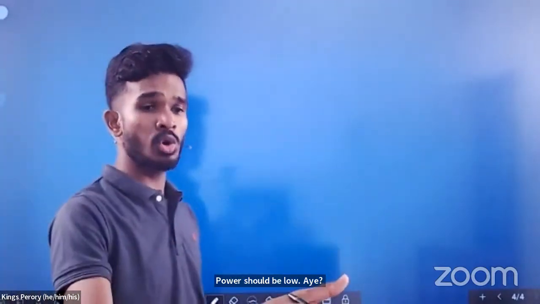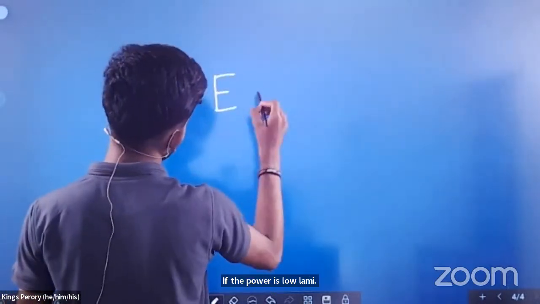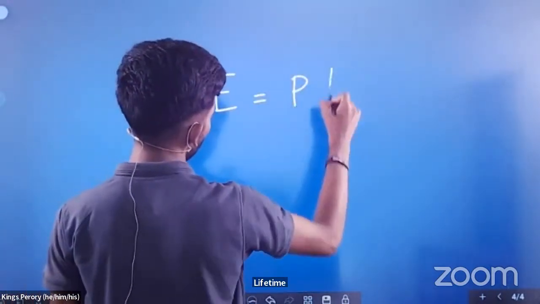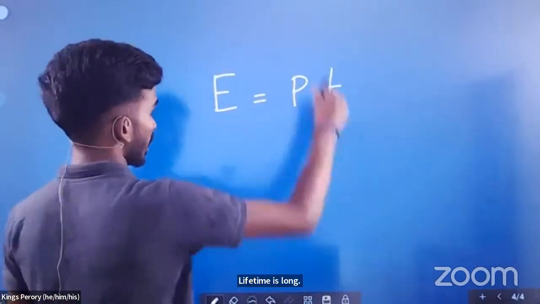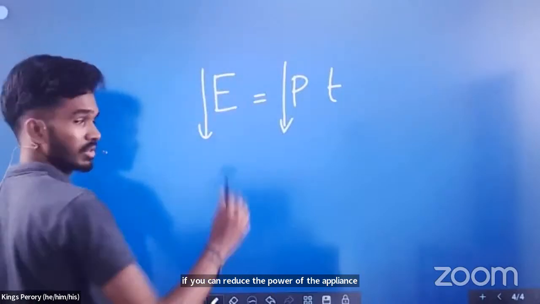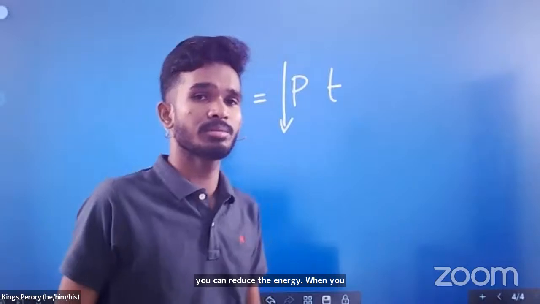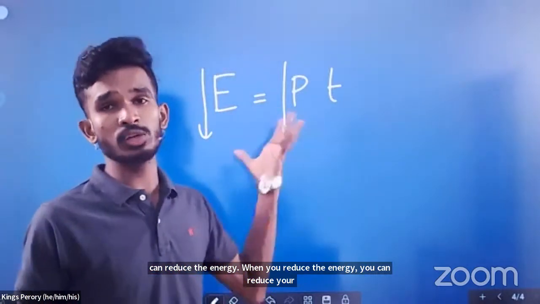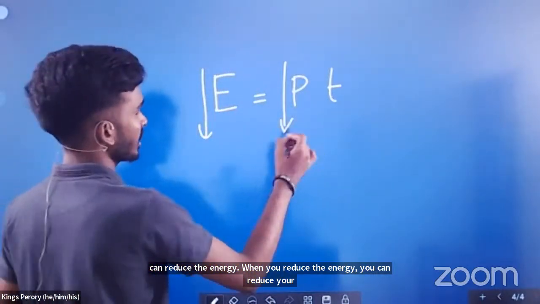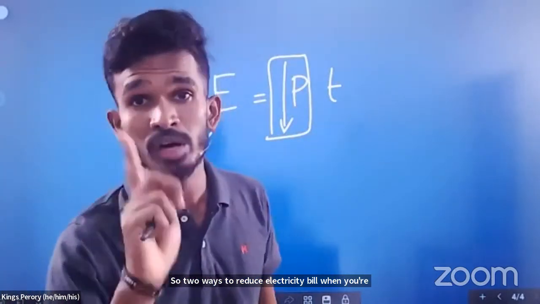If the power is low, the energy will be less. Energy equals P times t. If you can reduce the power of the appliance, you can reduce the energy. When you reduce the energy, you can reduce your electricity bill. So there are 2 ways to reduce the electricity bill. When you are buying an electric appliance, you buy one of low power, but it should fulfill your work.